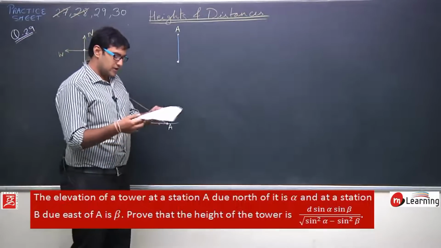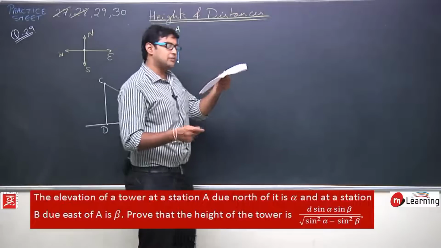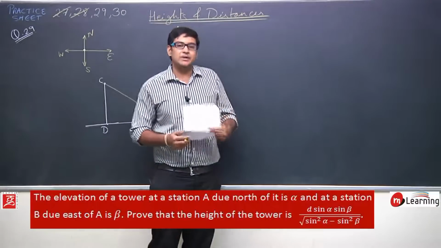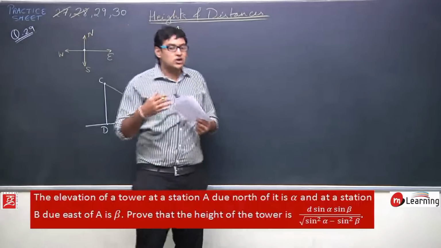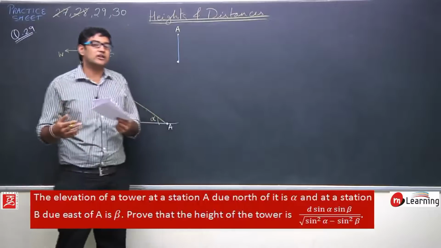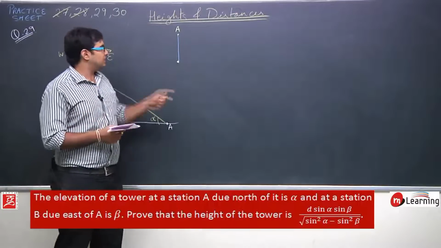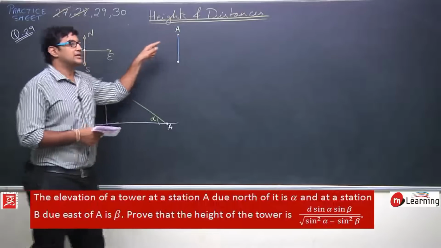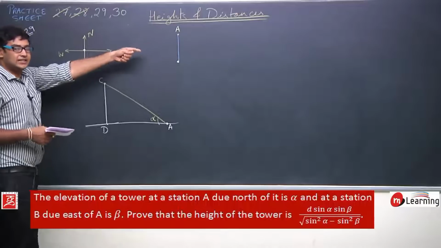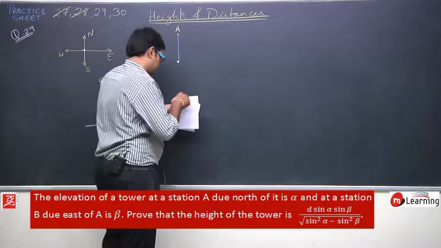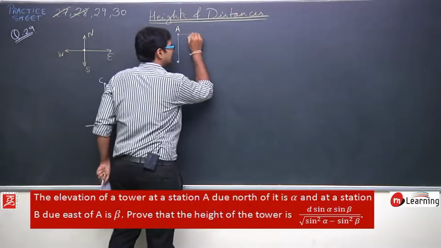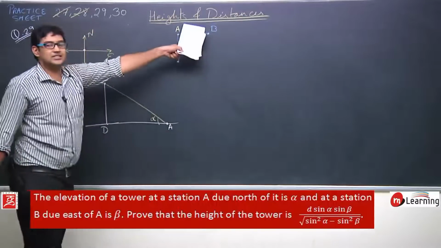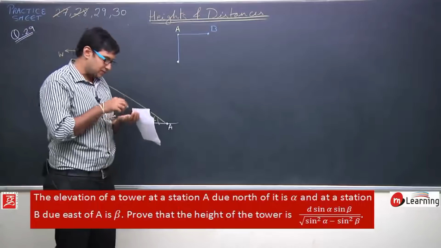Now further, and at a station B due east of A. So there is one more station B which is located in the east of A, not east of the tower, it is located in the east of A. Where is A point? This is the station A. What is the east of this station? East of this station, I can see east is this direction, so definitely I need to move in this direction to locate the point B or the station B. So this is the station B.